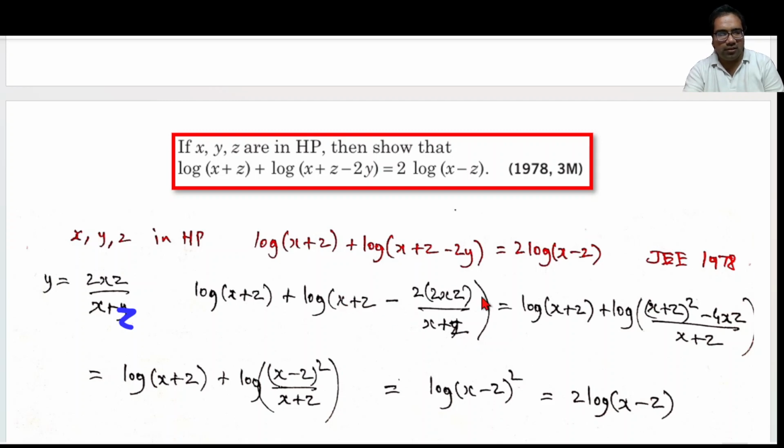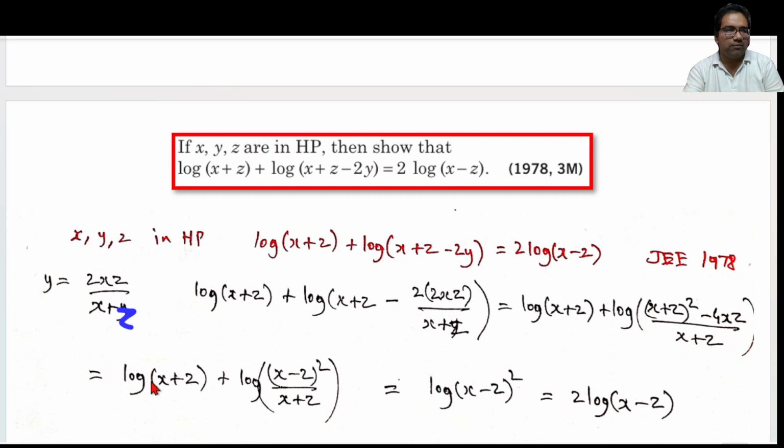Then let's look at this part. This part becomes (x plus z) whole square minus 2 times 2xz, which is 4xz, all by (x plus z). This one, let it be as is, log of (x plus z). What will this become? (x plus z) whole square minus 4xz becomes (x minus z) whole square, by (x plus z). So this becomes log of (x minus z) whole square by (x plus z).